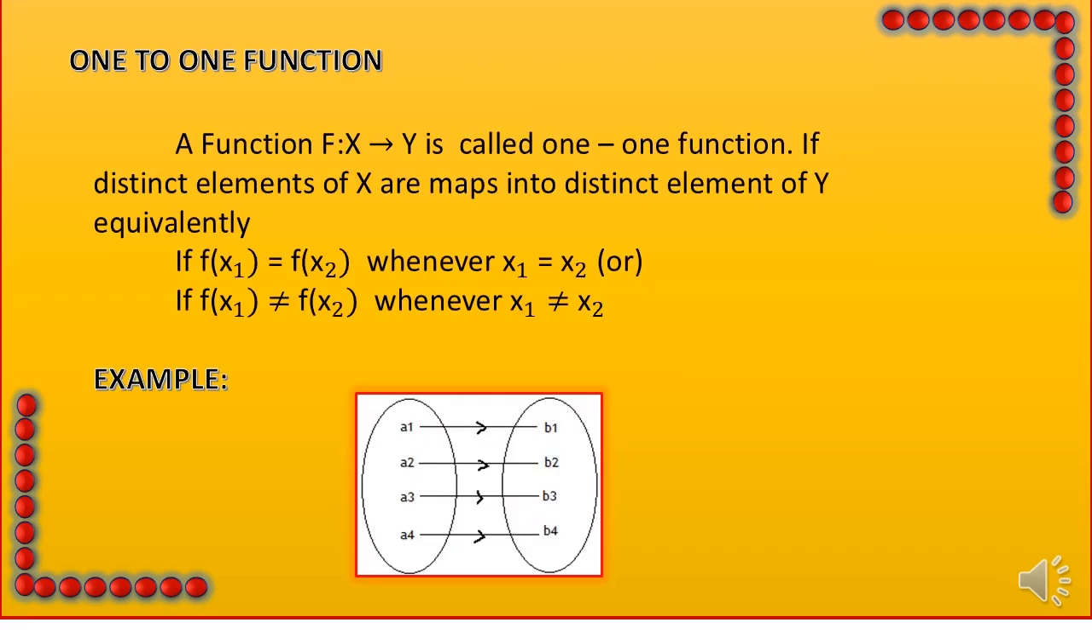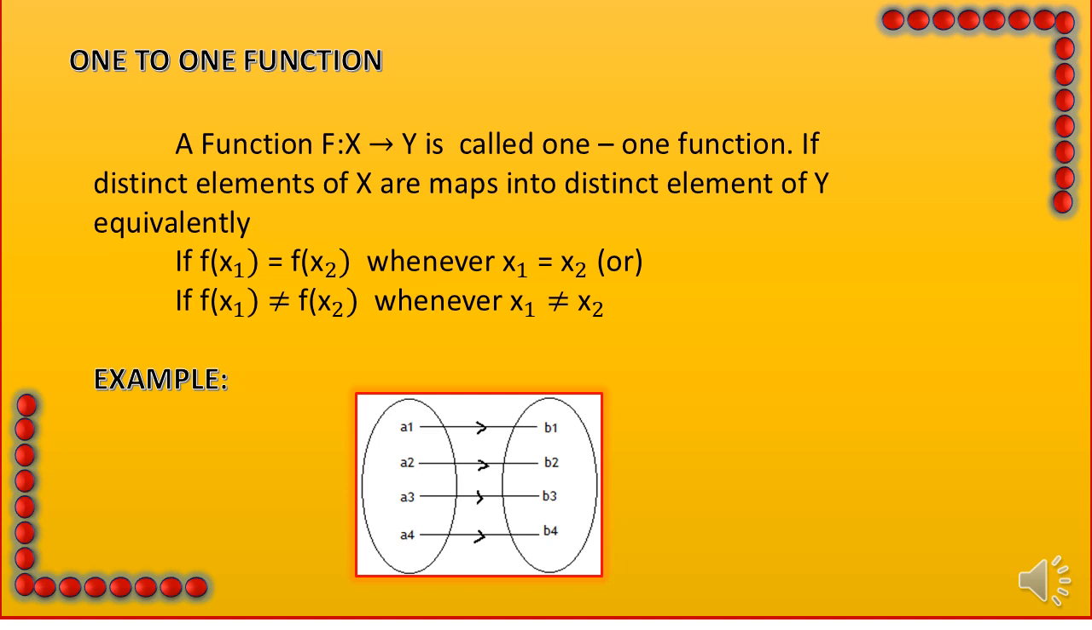One-to-one function. A function f from X to Y is called a one-to-one function if distinct elements of X are mapped into distinct elements of Y. Equivalently, if f of x1 is equal to f of x2 whenever x1 is equal to x2, or if f of x1 is not equal to f of x2 whenever x1 is not equal to x2.